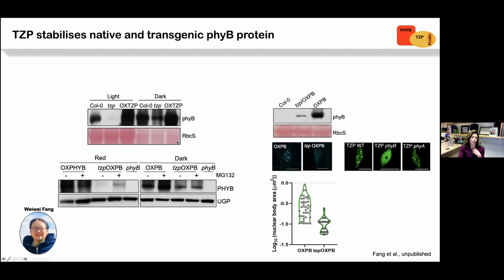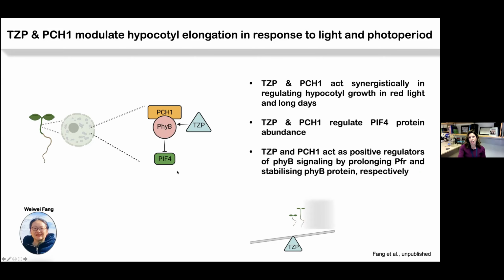And of course, we wanted to see whether this increase in phyB protein abundance that is promoted by TZP, potentially TZP interaction with phyB rescues it from proteasomal degradation, and we can see MG132 treatment partially rescues this phenotype that we can see in a TZP knockout. So potentially TZP and PCH1 act synergistically in order to regulate hypocotyl elongation in response to red light and long days, and through stabilizing phyB protein.